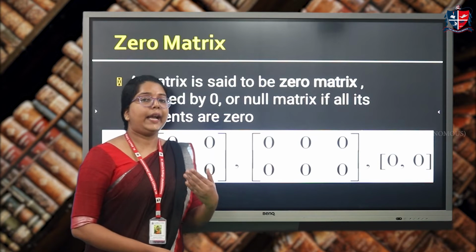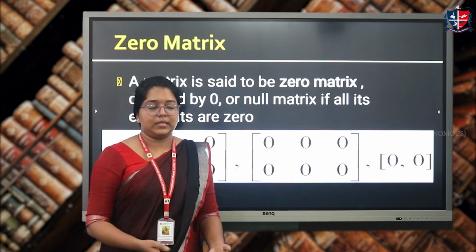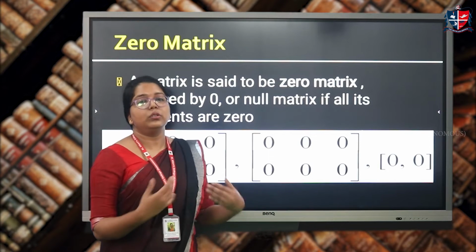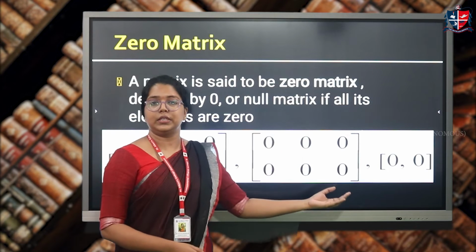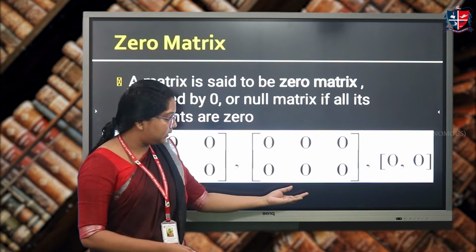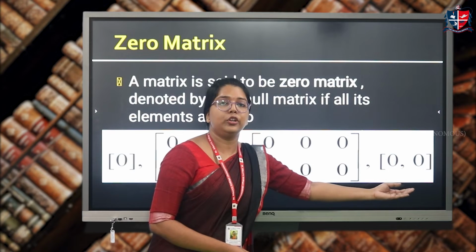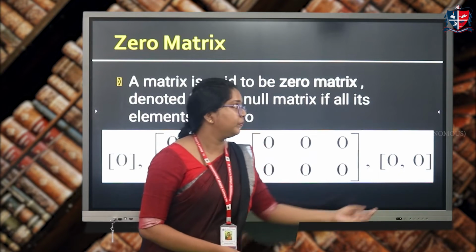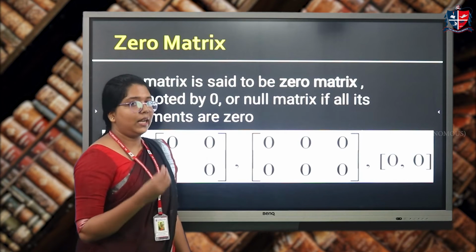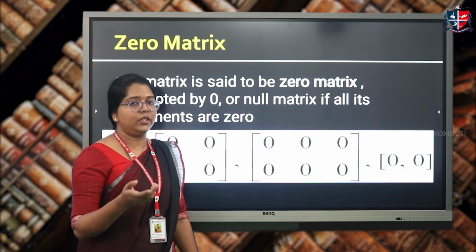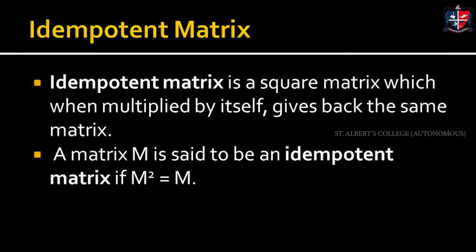So, unlike the identity matrix, a zero matrix need not be a square matrix. A zero matrix can be a rectangular array, but all the entries should be 0. As you can see, this is an example, and another example I have taken is of order 1 by 2. This matrix is also called a null matrix. Null is a notation for 0 only, and its notation is 0.